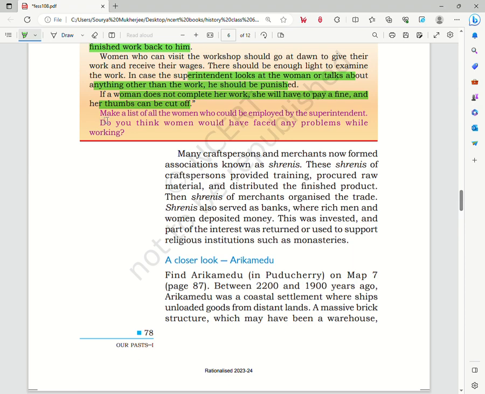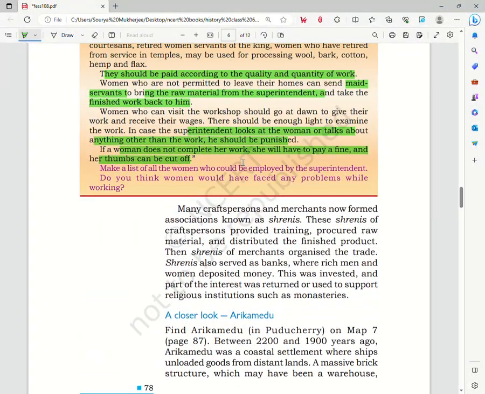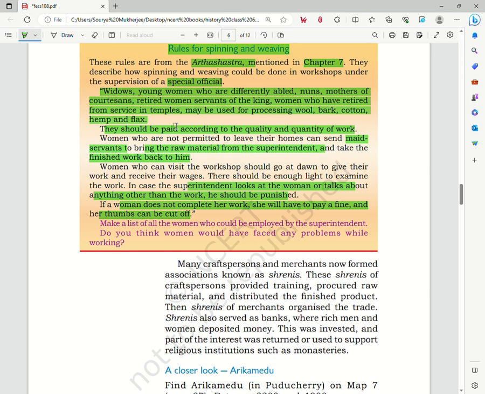So let's see the question that is given here. Make a list of all women who could be employed by the superintendent. Do you think women would have faced any problems while working? So from this story you can find the list of women given in this part, who could be employed in the work by the superintendent. And do you think women could have faced any problems while working? So in this part we saw that some women were not permitted to leave their homes. There could be incidents of harassment of a woman in the workplace and so on. Also, during pregnancy a woman might find it difficult to work. So these are the problems that women during those times had to face, and also in today's time we see that these problems are there, and the government is making different rules to address these kinds of problems that women face.